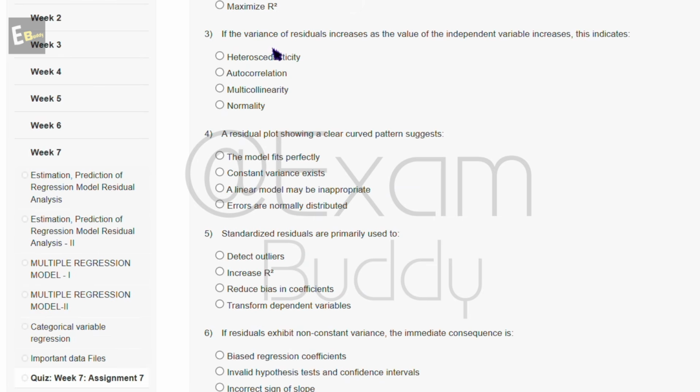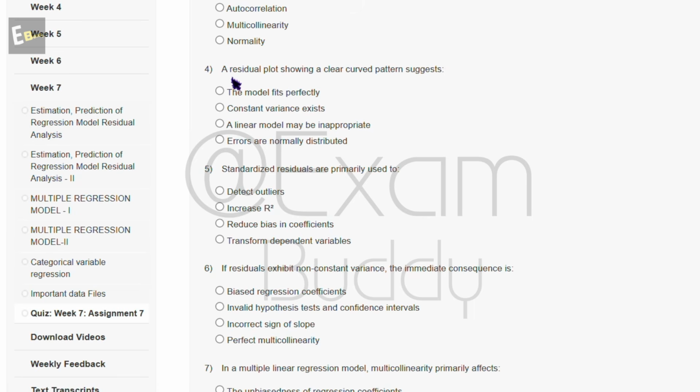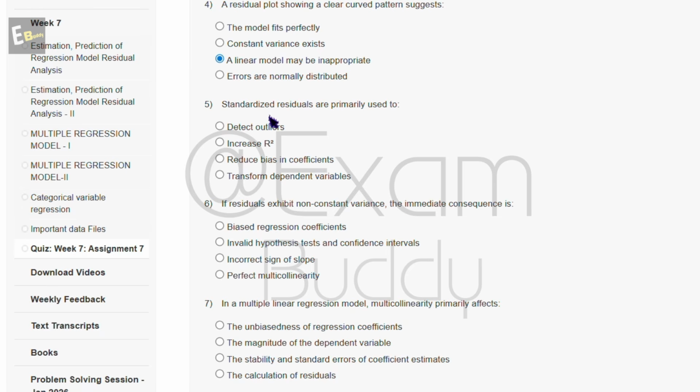Question number 3, if the variance of residuals increases as the value of the independent variable increases, this indicates, and the answer is option A. Question number 4, a residual plot showing a clear curved pattern suggests, and the answer is option C. Question number 5, standardized residuals are primarily used to, and the answer is option A.